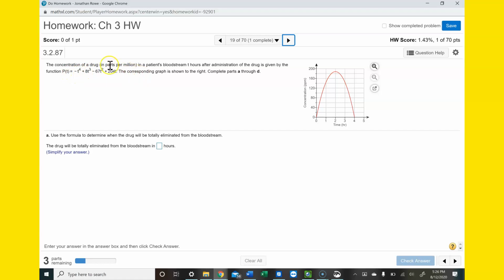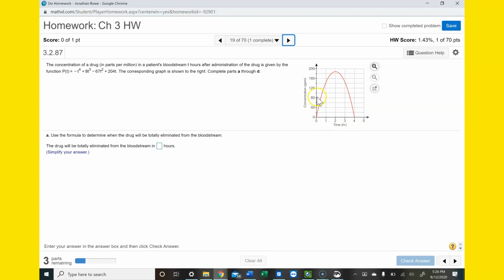All right, we are looking now at a word problem number 19, P of T. This is the parts per million concentration of a particular drug in a patient's bloodstream, and it's modeled by this function, where T is hours after the administration of the drug. We're told it gives us the graph. It says use the formula to determine when the drug will be totally eliminated from the bloodstream. The good thing is we're looking at the graph, and we can just use the graph to tell us that. When is the drug totally eliminated?